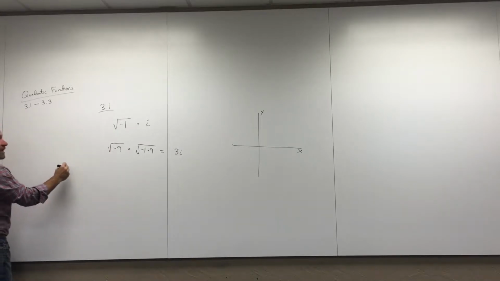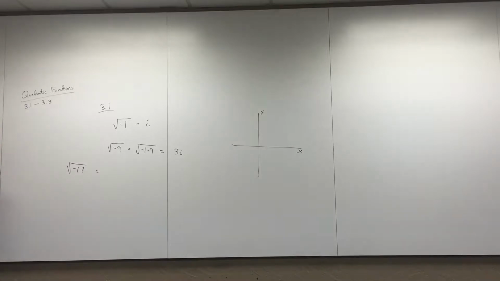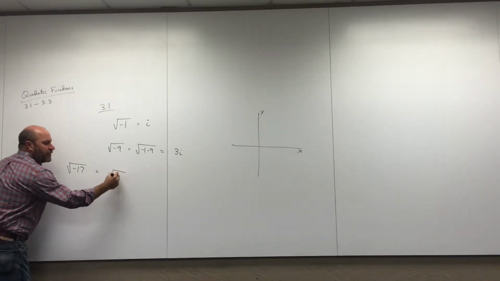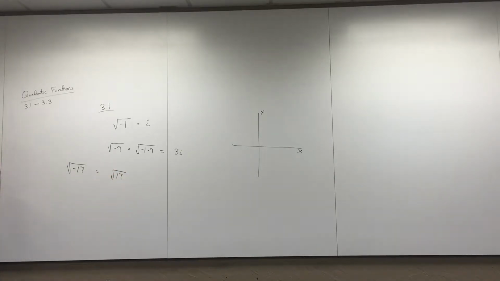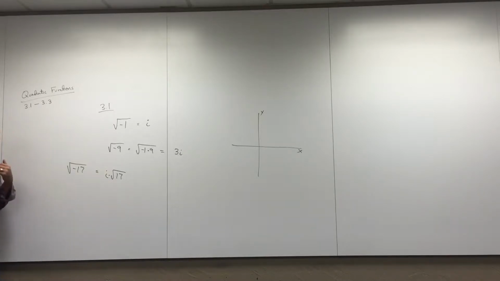Okay, let's try another one. Can you do the square root of -17? Well, there's not much you can do because you can't do the square root of 17. But you could leave the square root of 17, and pull out the square root of the negative sign. When you pull it out, it's an i, and it's out of the radical. The i is not in the radical. The i is out in front.